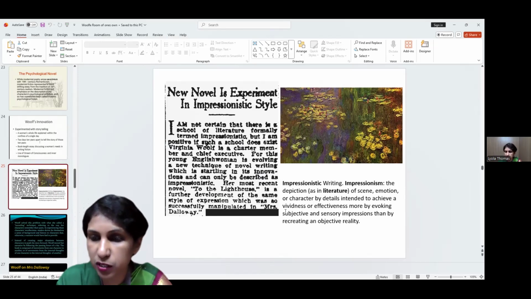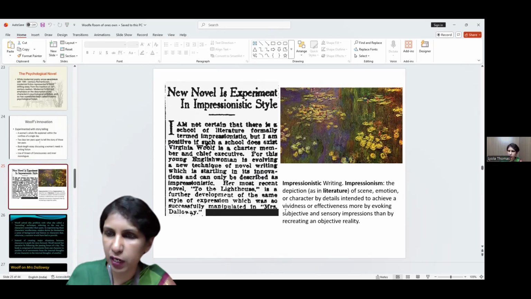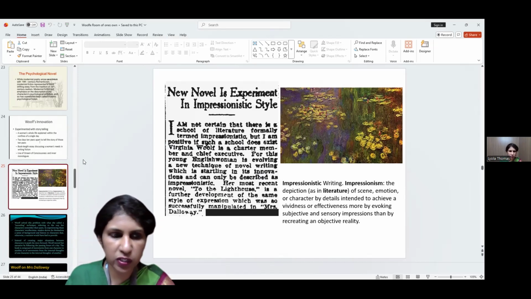So what is impressionistic writing? It comes from the word impressionism, which is a depiction of scene, emotion, or character by details intended to achieve vividness or effectiveness by evoking subjective or sensory impressions rather than by recreating an objective reality. It has been characterized as a new style, and actually this is a newspaper cutting of a new novel written in this impressionistic style, announcing that.